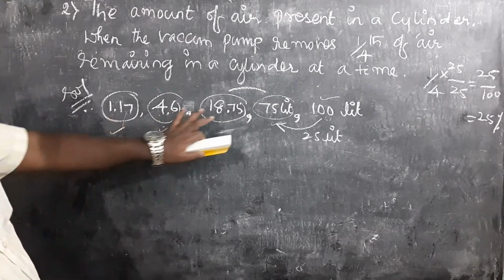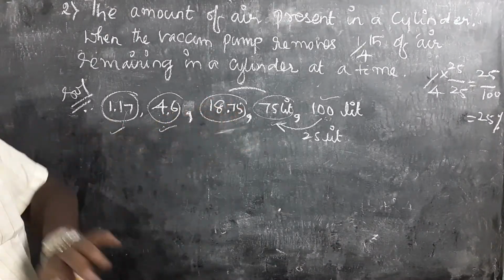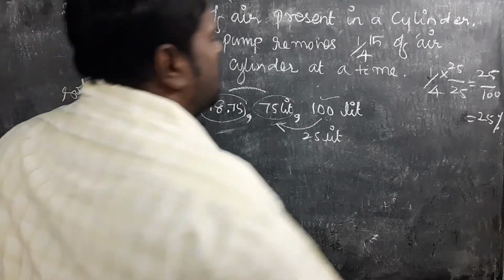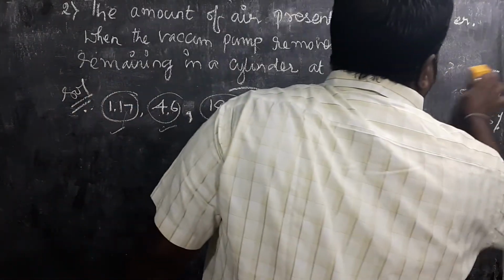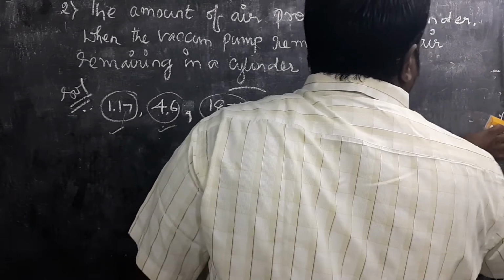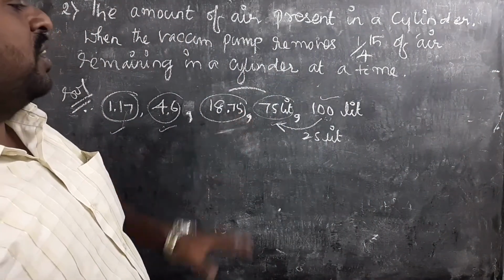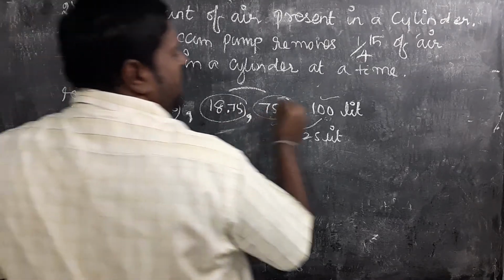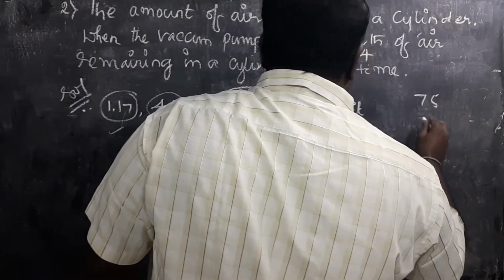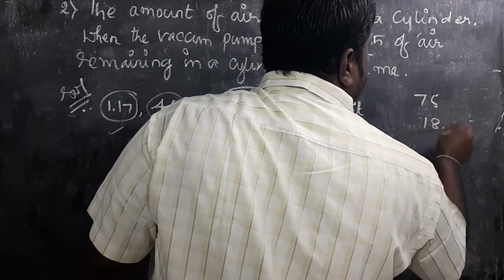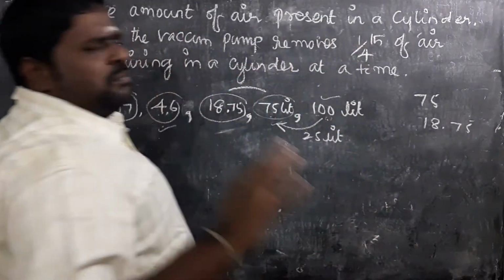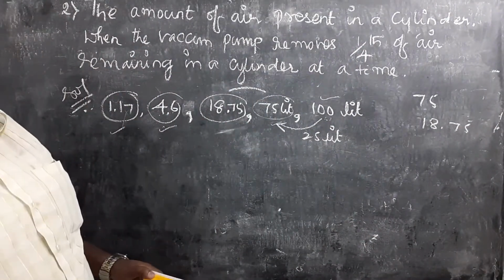How will you do it? Very simple, students. While I am doing the problem, it may be lengthy, you may accept that, but one thing is you are able to do it very easily. Take 75, and from this you should subtract 18.75. It is just a calculation in your brain.